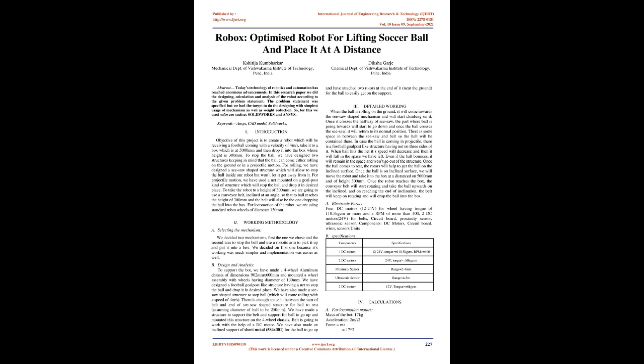For rolling, we have designed a seesaw-shaped structure which will allow to stop the ball inside our robot but won't let it get away from it. For projectile motion, we have used a net mounted on a goalpost kind of structure which will stop the ball and drop it in desired place.